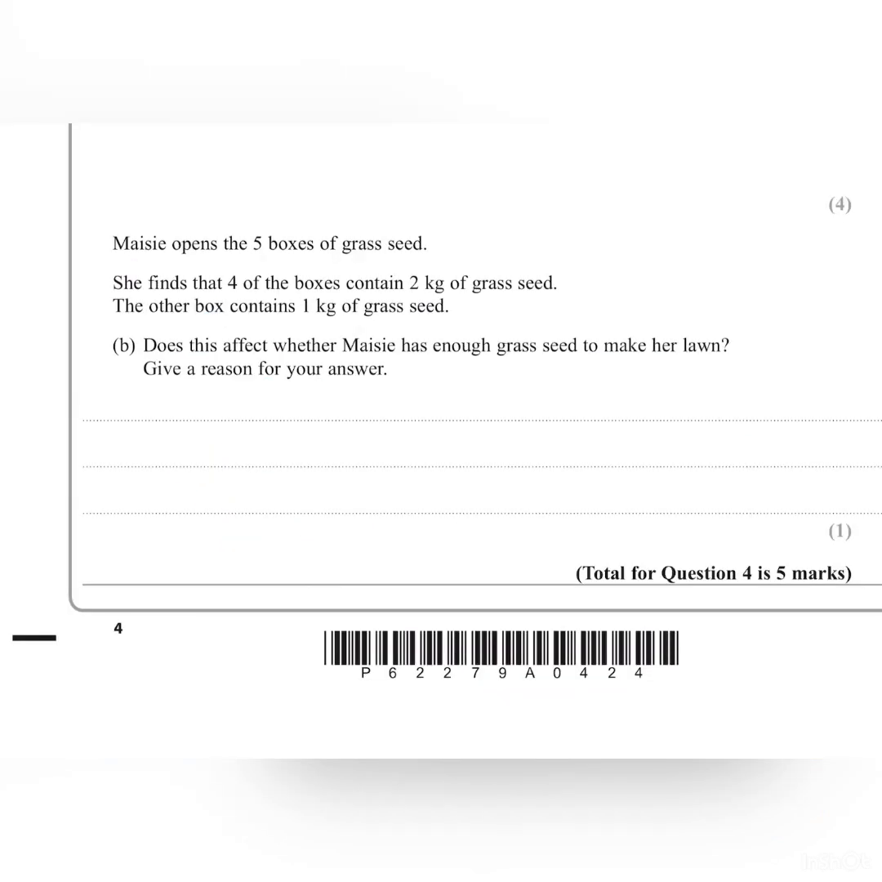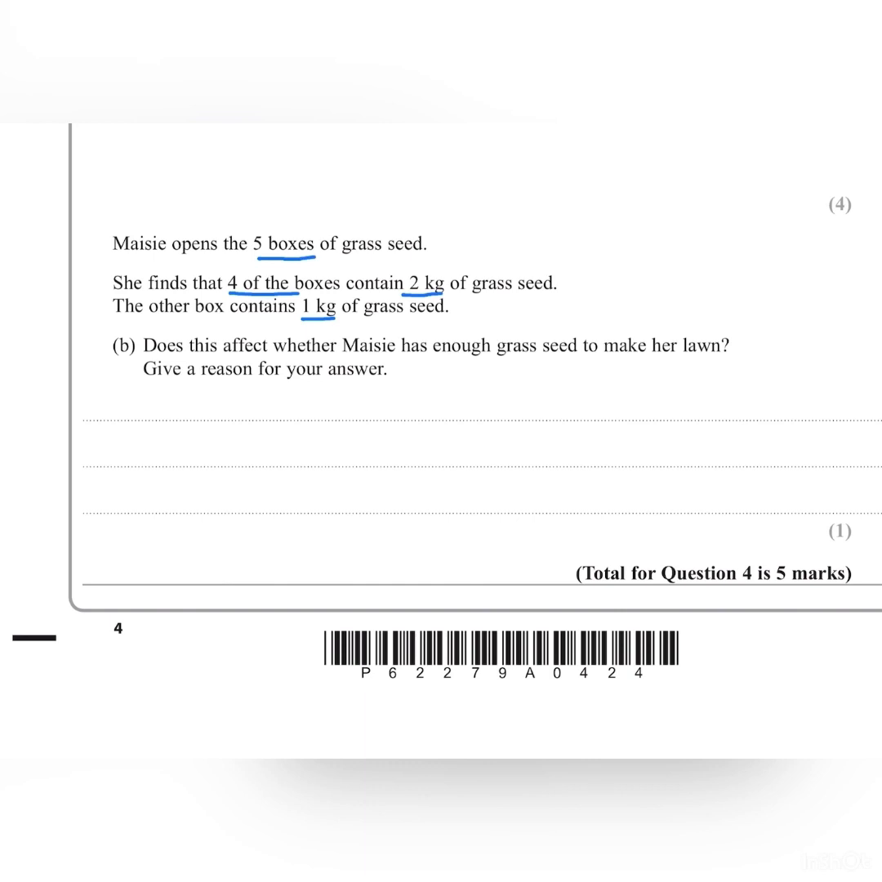Okay, part B of this question says, Macy opens the 5 boxes of grass seeds. She finds 4 of the boxes contain 2 kilograms of grass seed. The other box contains 1 kilogram of grass seed. Does this affect whether Macy has enough grass seed to make a lawn? And give a reason for your answer.